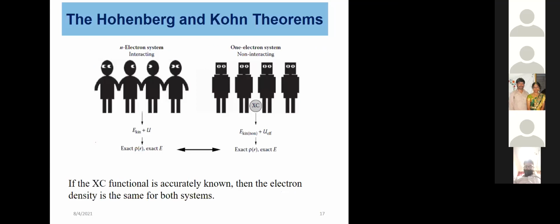So also we can understand this Hohenberg-Kohn theorem approach as follows. On the left hand side, we have n number of electronic systems. So each electron is interacting with each other.